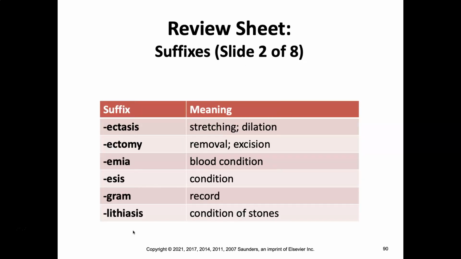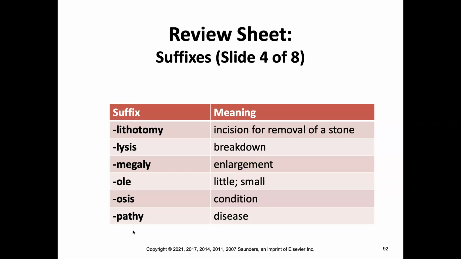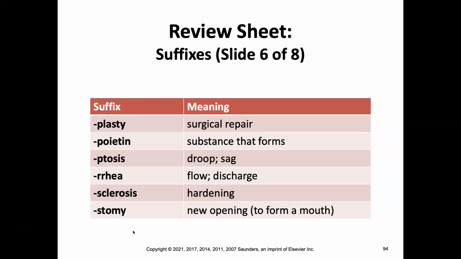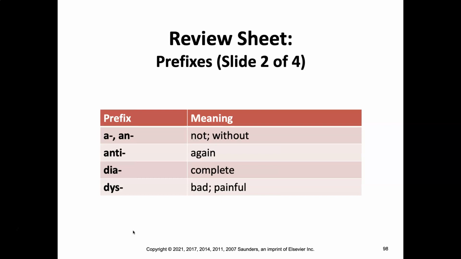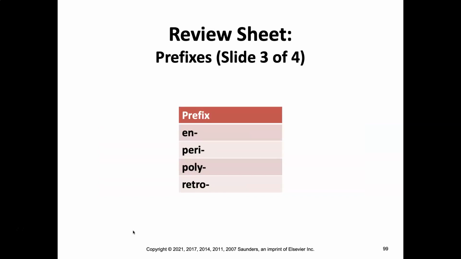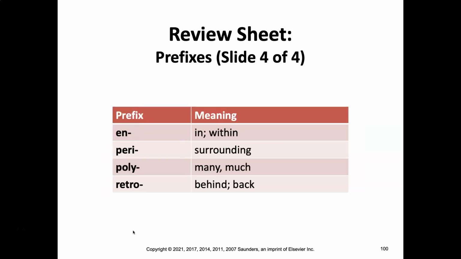Some suffixes to be aware of: ectasis, ectomy, emia, esis, gram, lithiasis. Anytime you see lith, think stone. Lithotomy, lysis, megaly, osis, pathy. Plasty, poietin, ptosis, rhea, sclerosis, stomy. Tomy, tripsy, uria. A few prefixes: a and an, anti, dia, dis, peri, poly, retro.